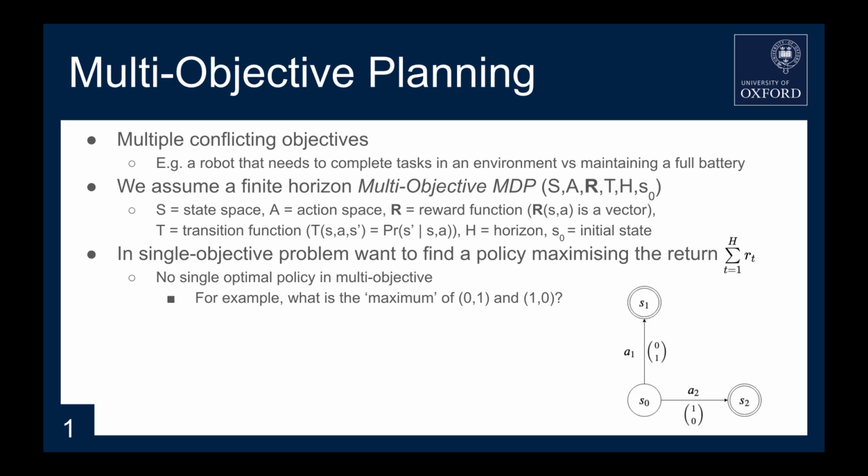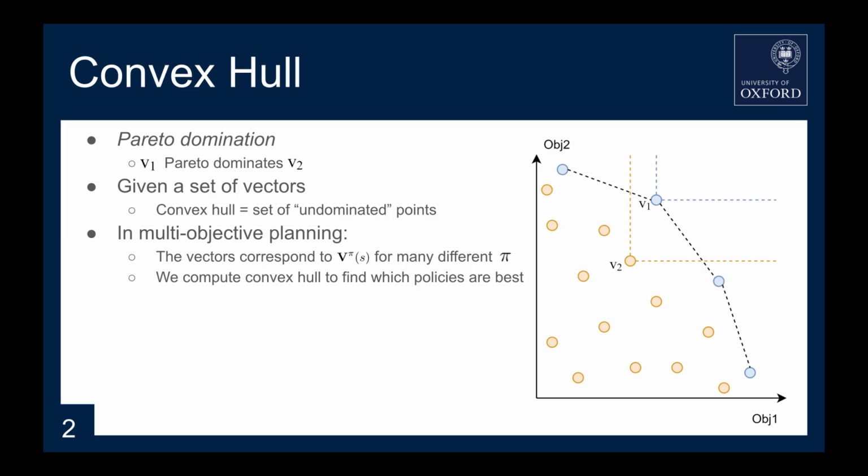For single-objective MDPs, we typically try to maximize the expected return. Because there is no single optimal policy, we instead compute a set of best policies. We call this set the convex hull. The Pareto front is based on a partial relation called Pareto domination. One vector Pareto dominates another vector if it is greater in all dimensions and strictly greater in at least one of the dimensions. The Pareto front is then the set of undominated points.